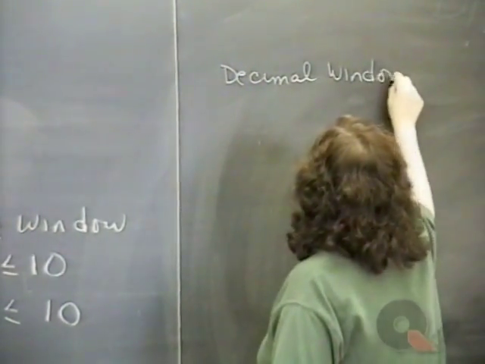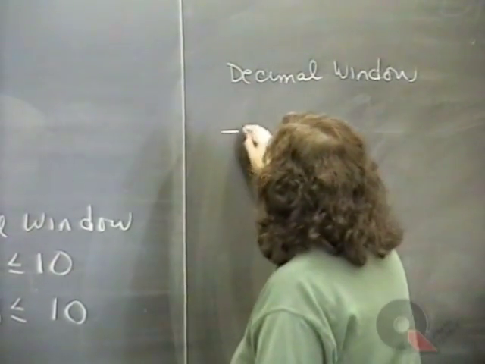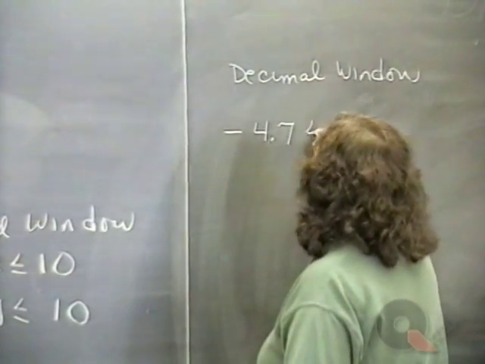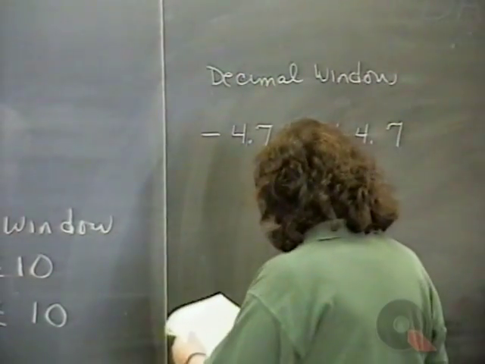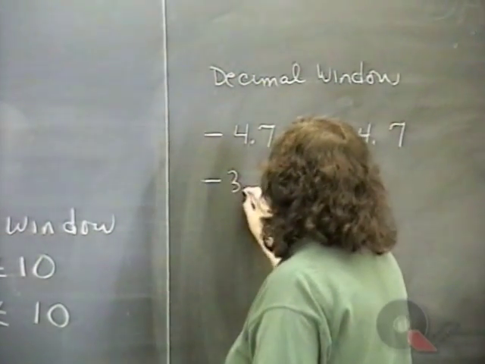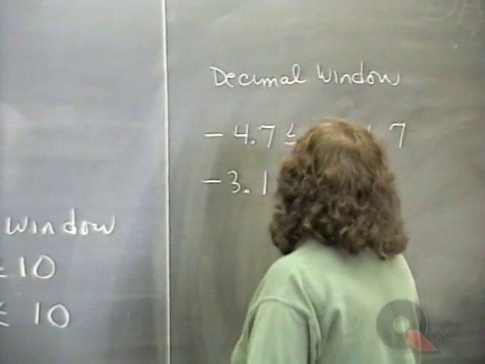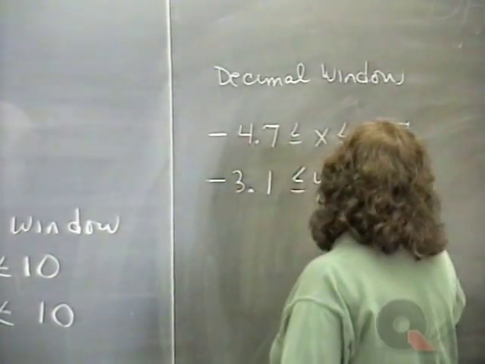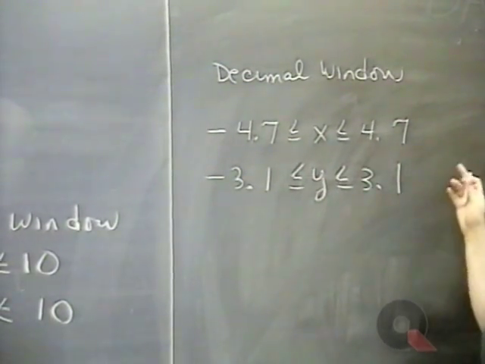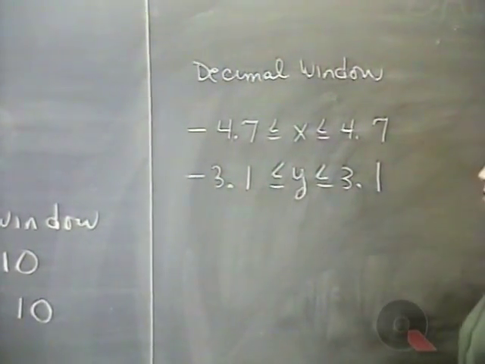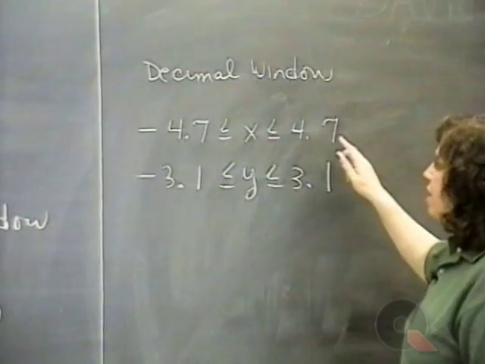In the decimal viewing window, x goes from minus 4.7 to 4.7, and y goes from minus 3.1 to 3.1. Now, if I had just let you use the decimal window, you might say, where in the world do these numbers come from? But now we begin to understand.